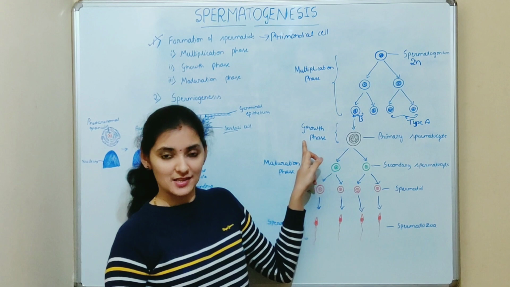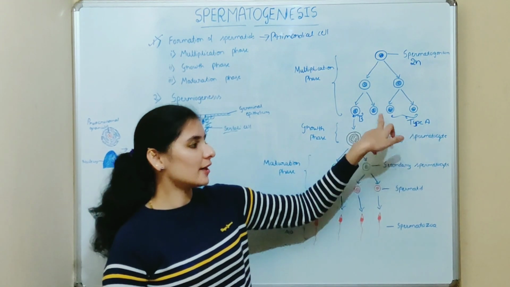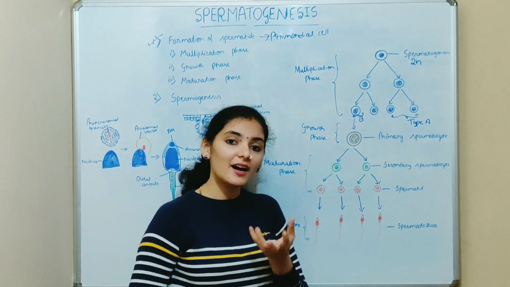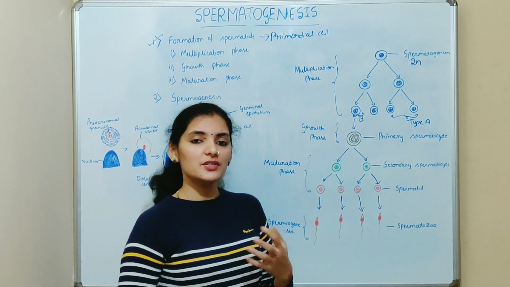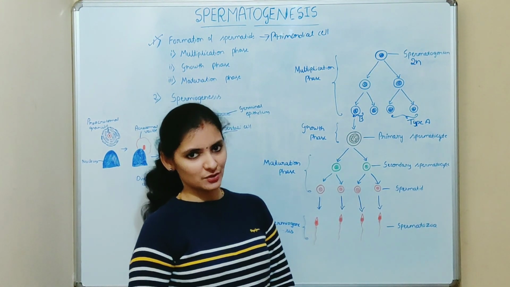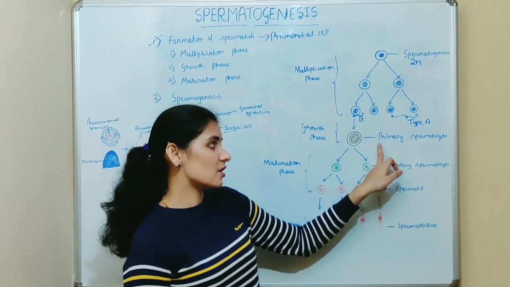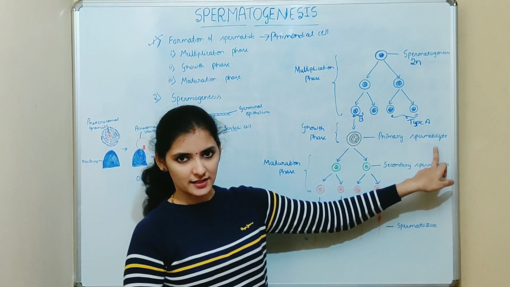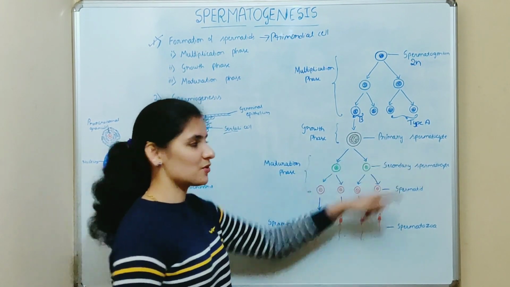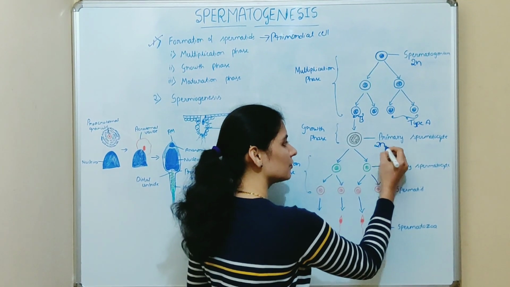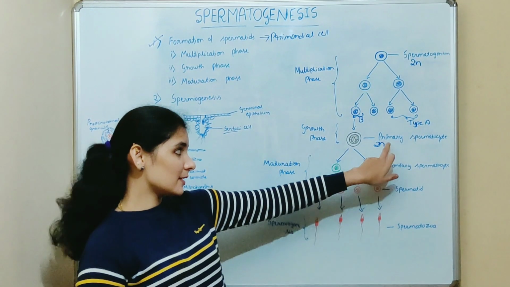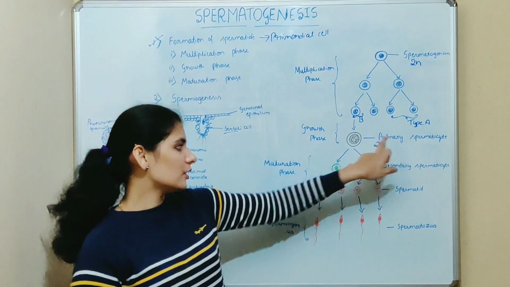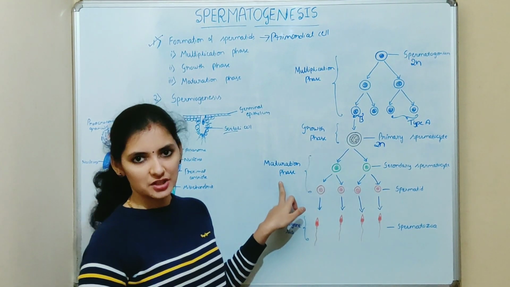The spermatogonia which are produced as a result of the multiplication phase now undergo the next phase called the growth phase. In the growth phase, this spermatogonial cell accumulates a large amount of nutrition which results in an enormous increase in the size of the cell. And now it is called a primary spermatocyte. This primary spermatocyte has 2n number of chromosomes. It now undergoes the next stage called the maturation phase.